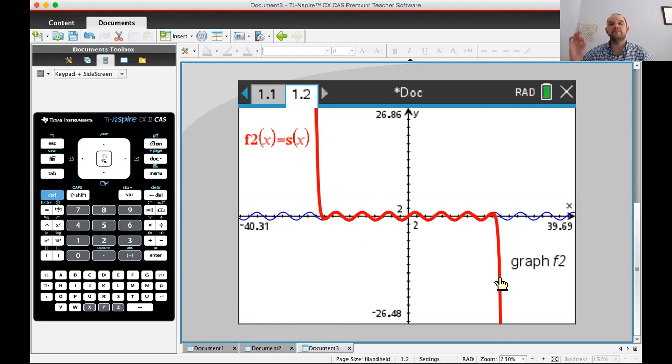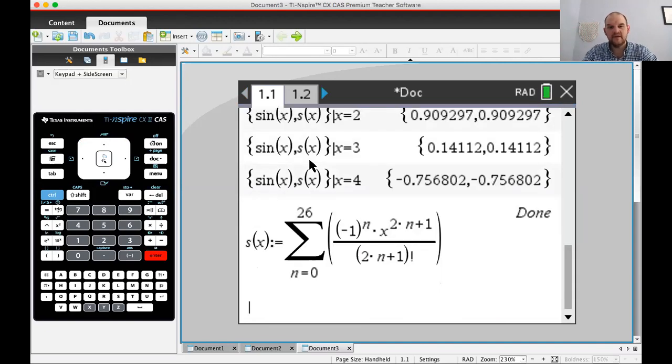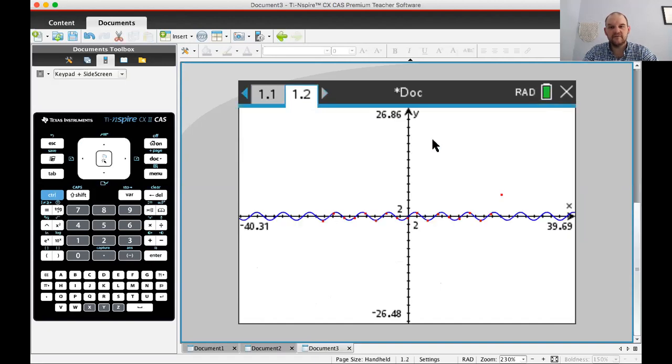Or you could get a positive polynomial. So let's go to 26, right? So now it's -1 to the 26 is +1, but to the 26 times 2 is 52, plus 1 is 53. So it's a positive odd, so that'll go low to high. Let's go back to the graph.